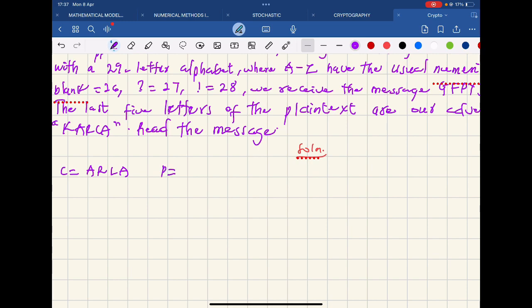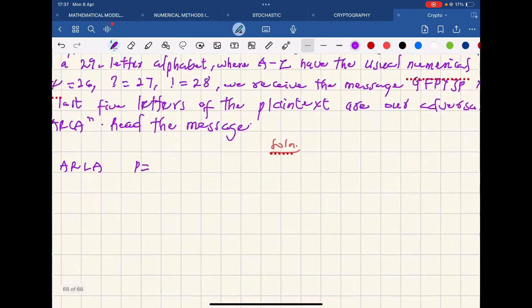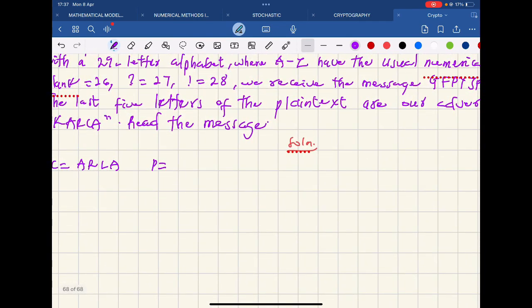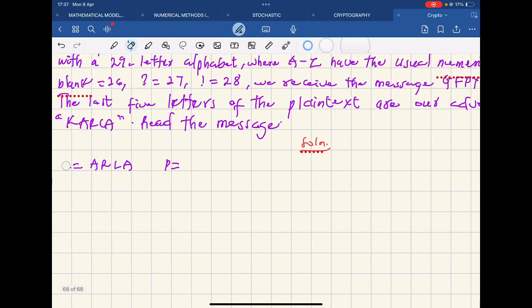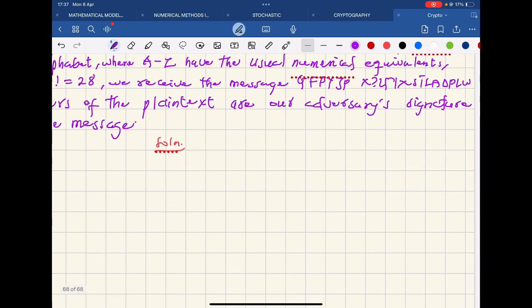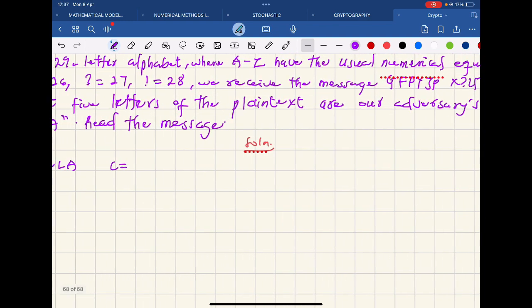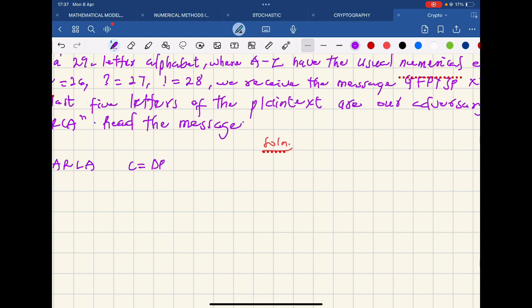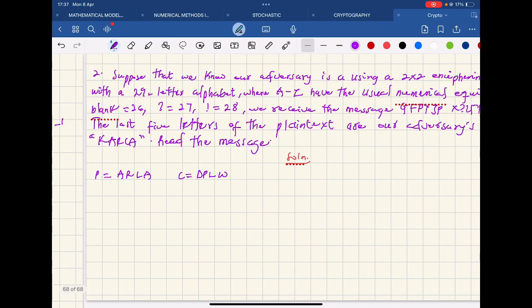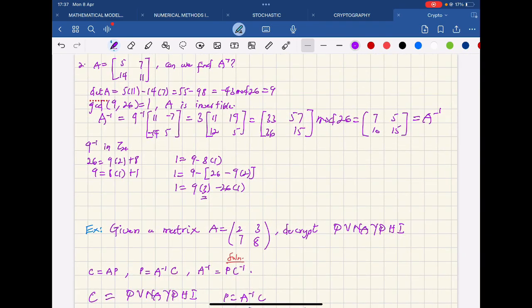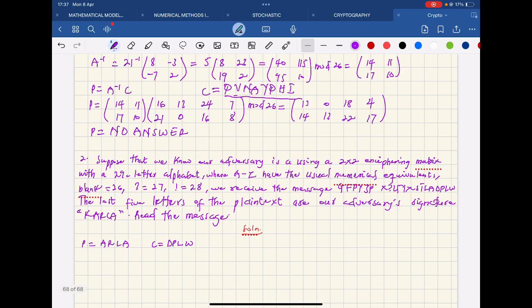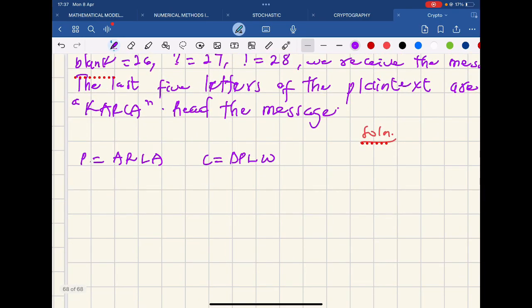Our P will be equal to this. Now C is equal to the last 4 letters of the cipher text. So the last 4 letters are D, P, L, and W. Okay, so looking at the previous question, we can see that matrix A was given, but in this case there is no matrix A. So what do we do?